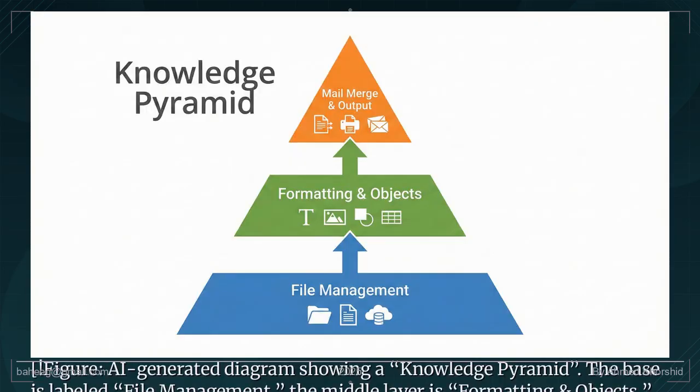Figure: AI-generated diagram showing a knowledge pyramid. The base is labeled File Management, the middle layer is Formatting and Objects, and the peak is Mail Merge and Output. Arrows connect the layers to show the workflow.